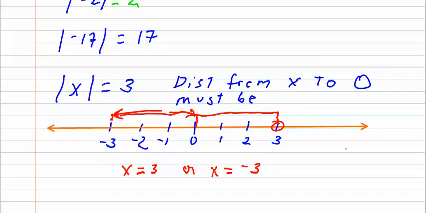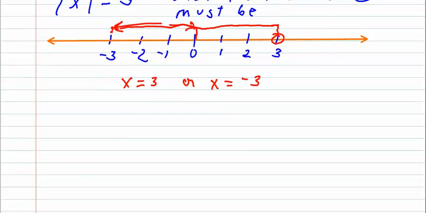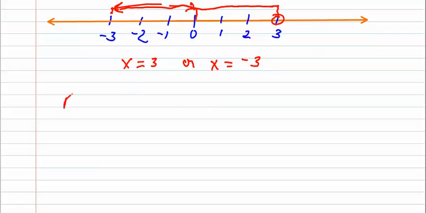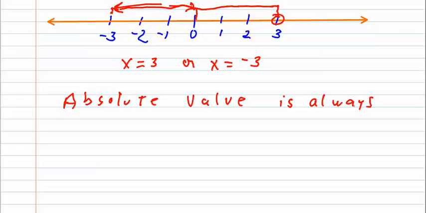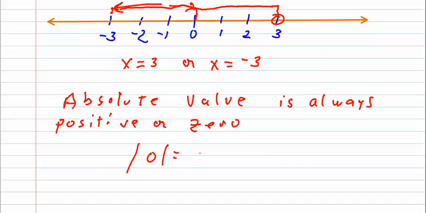Absolute value, the one thing you need to remember above all else, absolute value is always positive or 0. The absolute value of 0 equals 0.